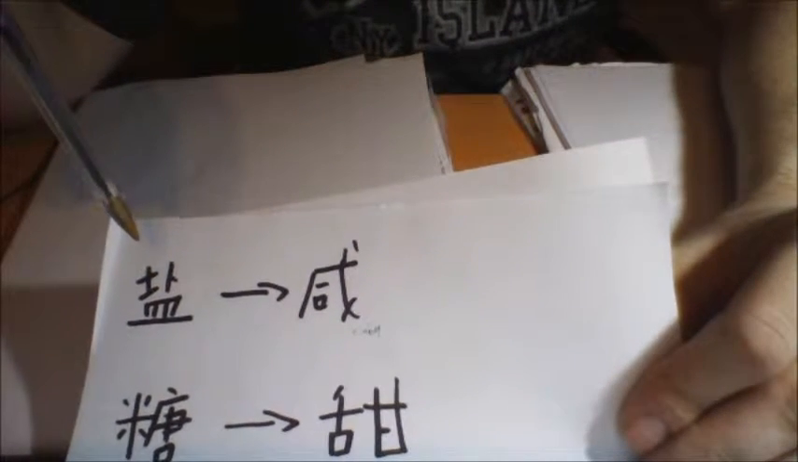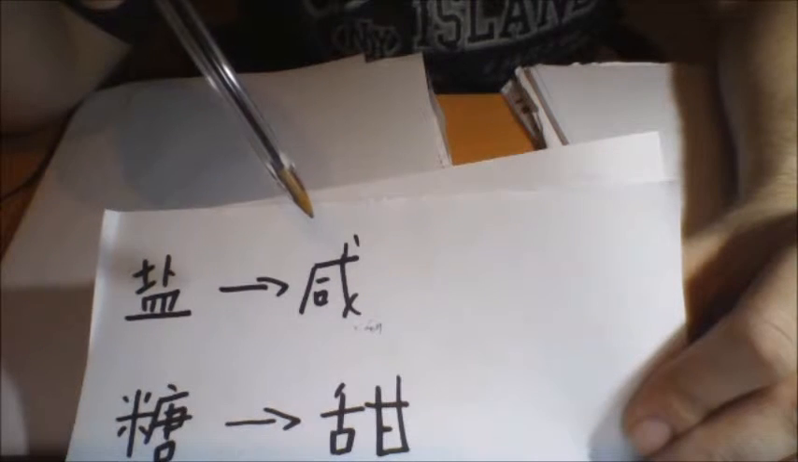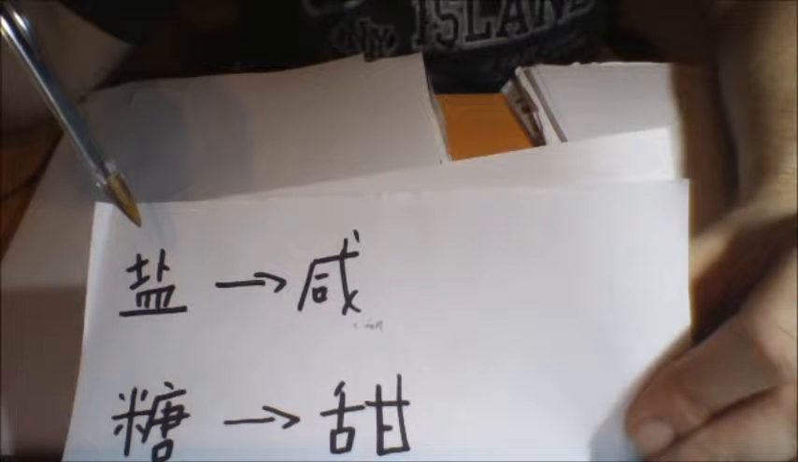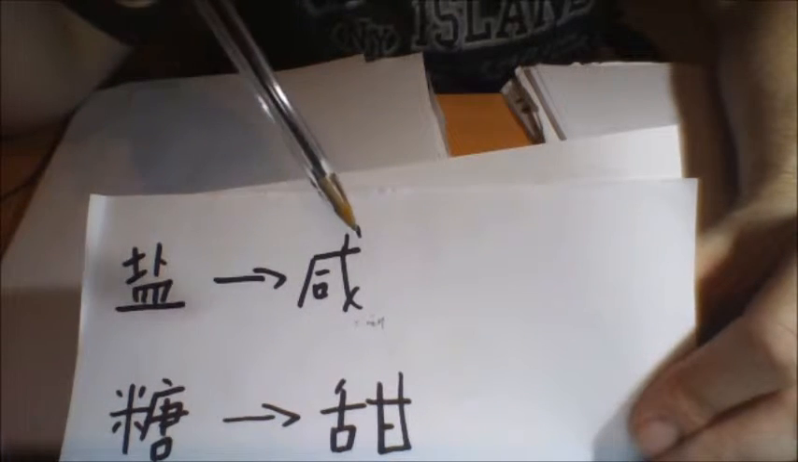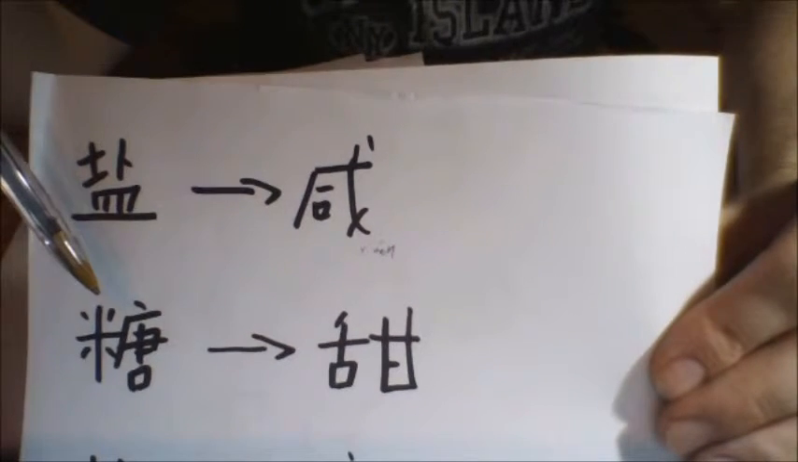This means yan, salt. And this is xian, salty. So, yao shi ni fang yan. If you put salt into something, it becomes more xian, salty. Then you might guess what this is.